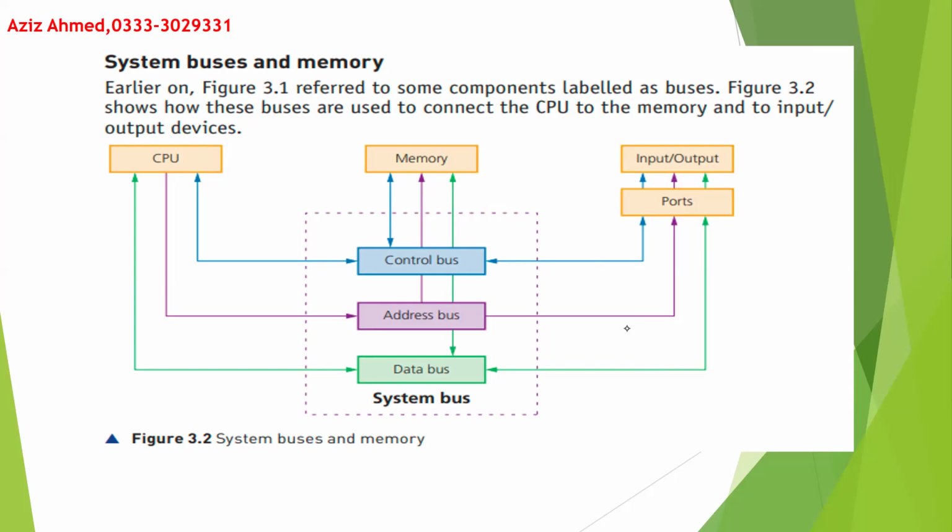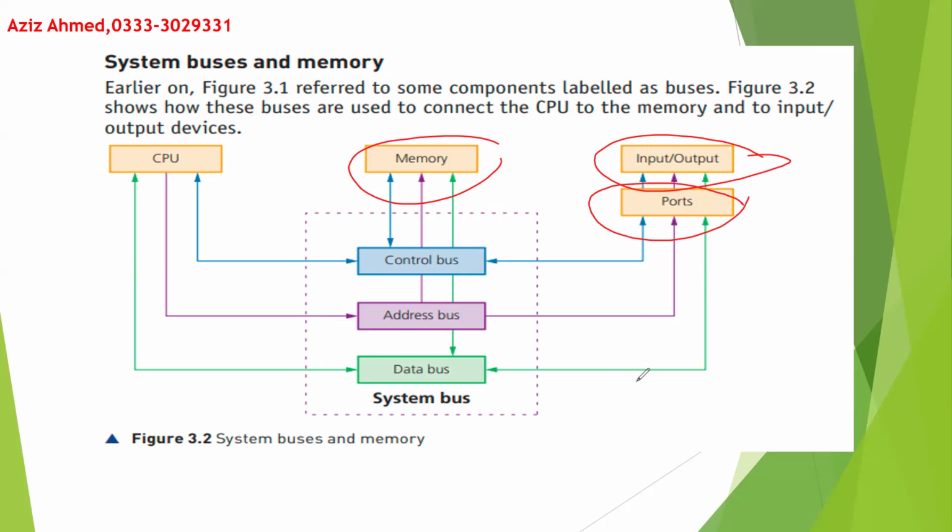Like the CPU is connected with buses through memory. Memory is connected with input output devices. Ports also. Ports mean a connection point outside the computer to connect all input output devices. All input output devices are connected through a port with the computer, like a USB port or HDMI port.